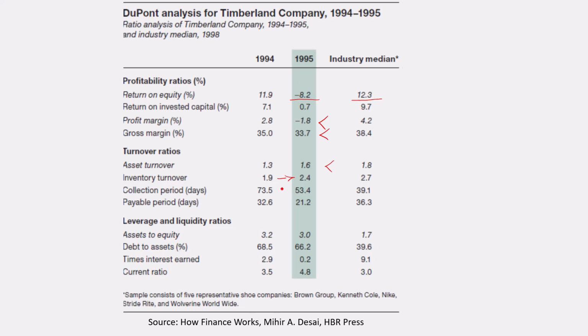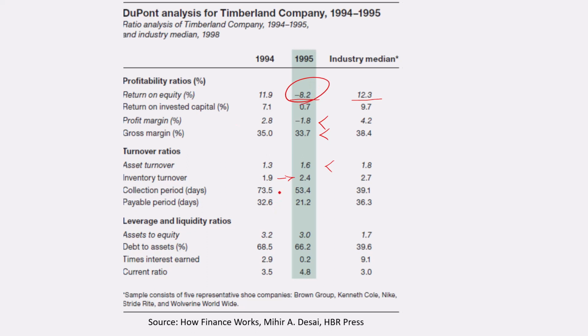If you're a firm in financial trouble and you want to get rid of the inventory, you might have discounts, you might have sales, right? 20% off, 30% off, 50% off. So they get rid of inventory, but they're not getting the full price. That's why the inventory turnover has increased, but you're still losing money.